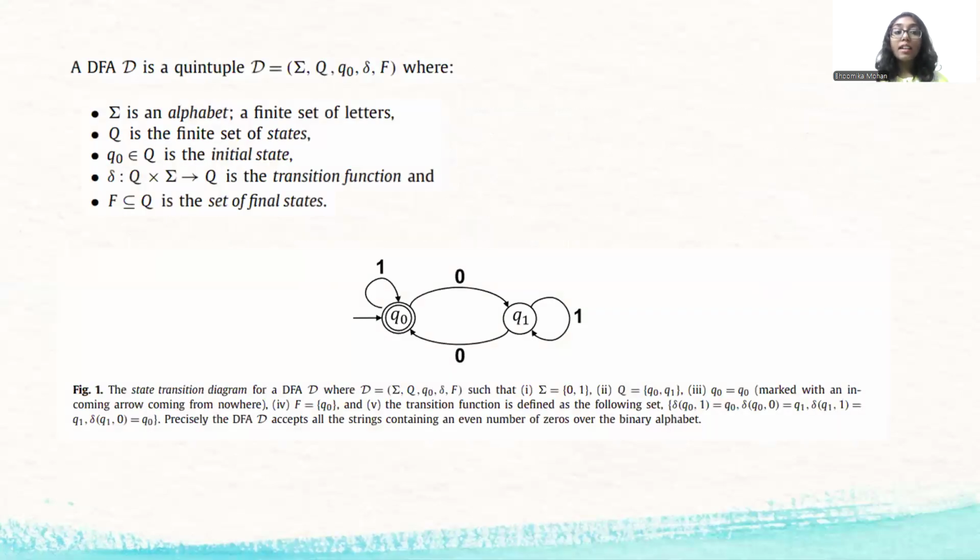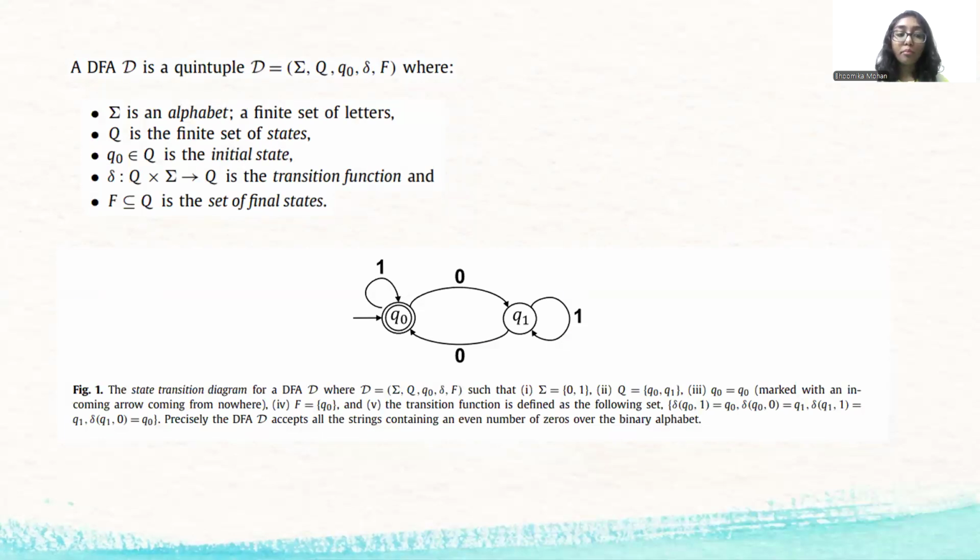A DFA, that is D, is a quintuple D equals (sigma, Q, Q naught, delta, F), where sigma is an alphabet, a finite set of letters, Q is a finite set of states, Q naught belongs to Q, which is the initial state, delta is Q times sigma to Q, that is the transition function, and F is a subset of Q, the set of final states.